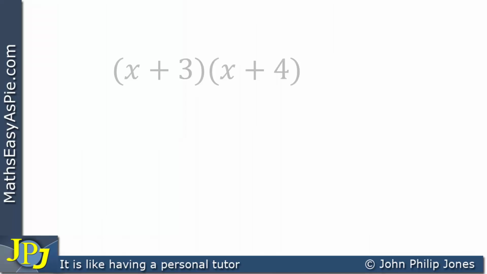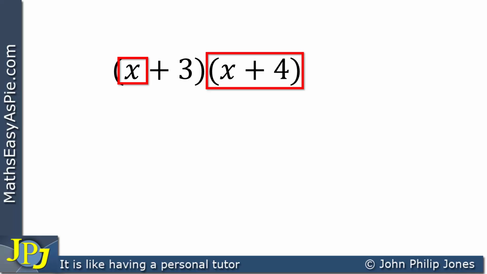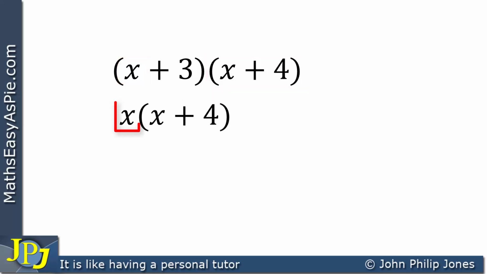So let's go to the next slide, and we can see here we have the two binomial expressions. And the first thing I'm going to say is that this x is going to multiply this binomial expression here. And I can write that out as shown here, with the x followed by the bracket to be multiplied.